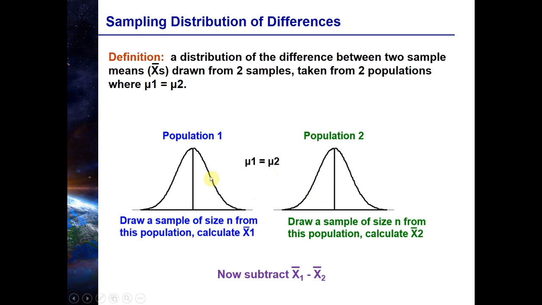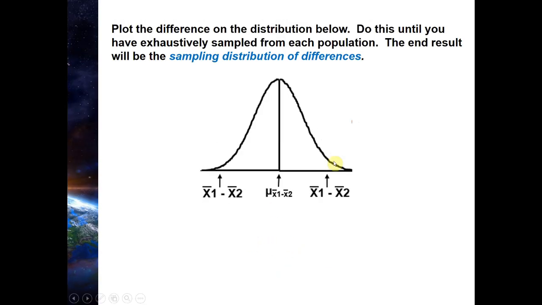And then we're just going to keep getting X bars from here, X bars from there, and see how different the sample means were. Okay, so we're going to plot these differences after we've exhaustively sampled. And this is called the sampling distribution of differences. So sometimes when we subtract our two sample means, it's going to be less than the average of all these numbers, right?